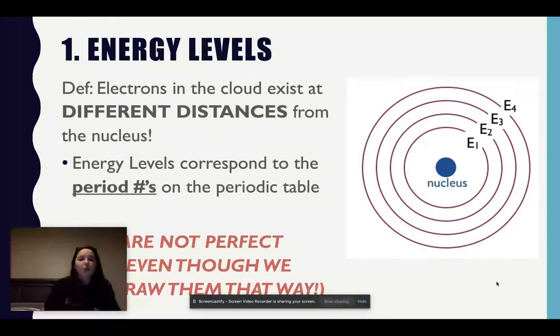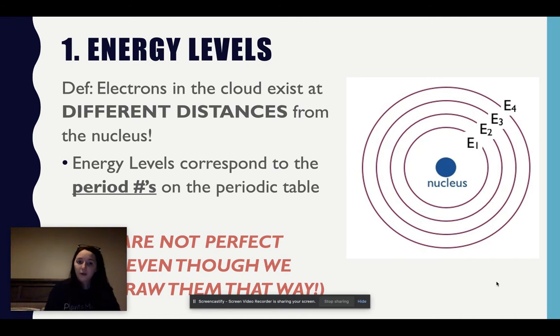Now, what's important to know is we have different energy levels when we're looking at our atom. Electrons in the cloud exist at different distances from the nucleus. That's what our energy level definition is. They correspond to the period numbers on the periodic table. As you recall, periods are horizontal, and so it's going to correspond with my 1, 2, 3, 4, 5, 6, 7 going down.